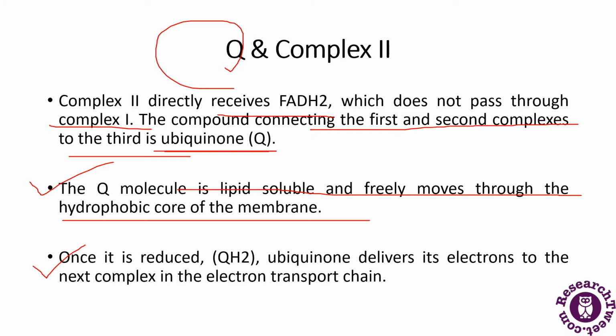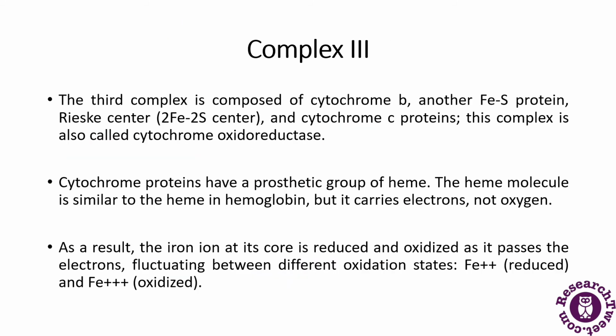So once it is reduced, QH2 (ubiquinol) delivers its electron to the next complex in the electron transport chain. Now complex 3 is composed of cytochrome b, another Fe-S protein, the Rieske center, and cytochrome c complexes, and this complex is called the cytochrome oxidoreductase.